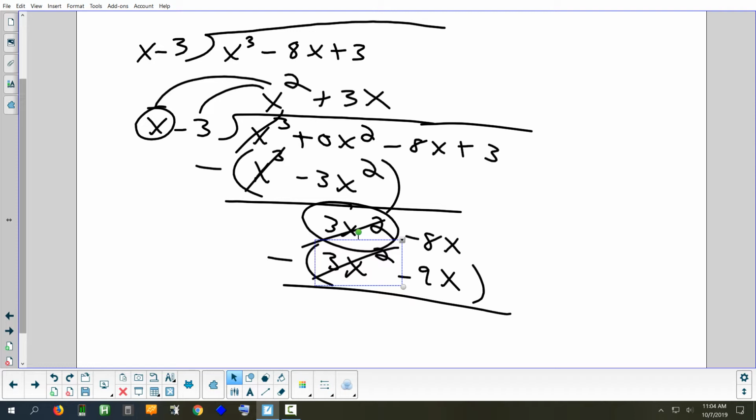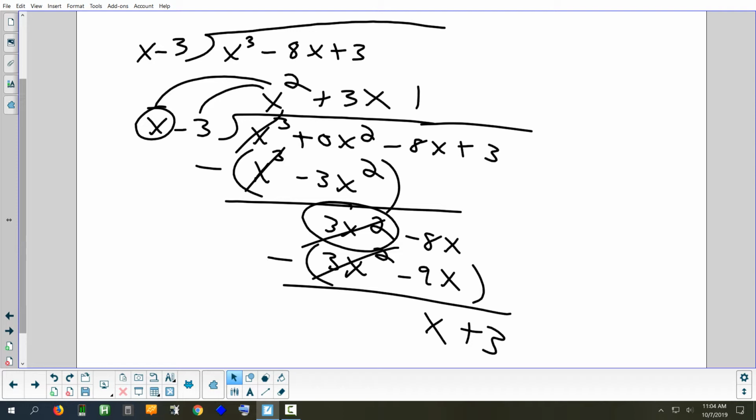Negative 8x minus negative 9x. X. What's the degree on my remainder now? 1. It's a degree 1. So we got to go one more time. Okay. So bring down my next term. And now x goes into x how many times?